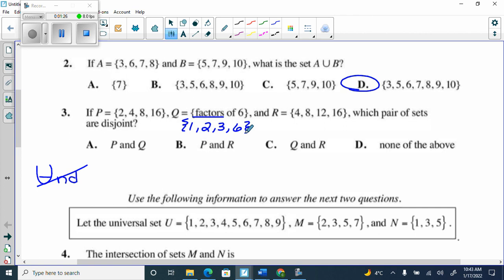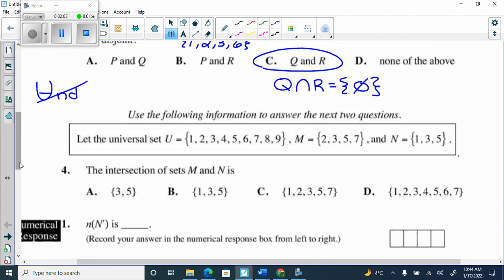Which sets are disjoint? Disjoint means what? What does disjoint mean? They don't share anything in common, right? So which ones don't share anything in common? Q and R, correct? Because if you go Q intersection R, you would get what? The empty set. If you get the empty set, it's disjoint. So when you do the intersection of two sets and you get the empty set, that means they're disjoint, right?